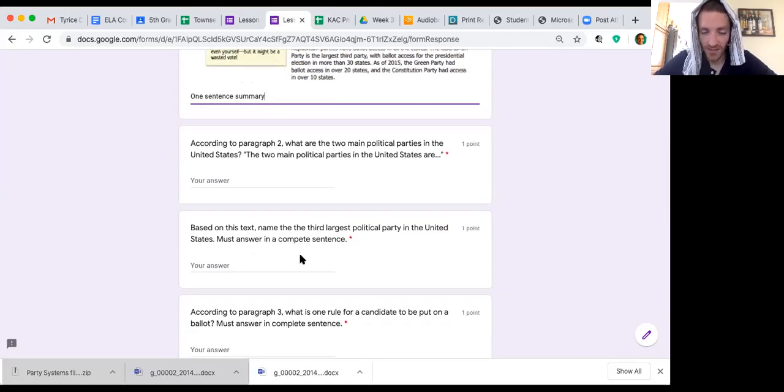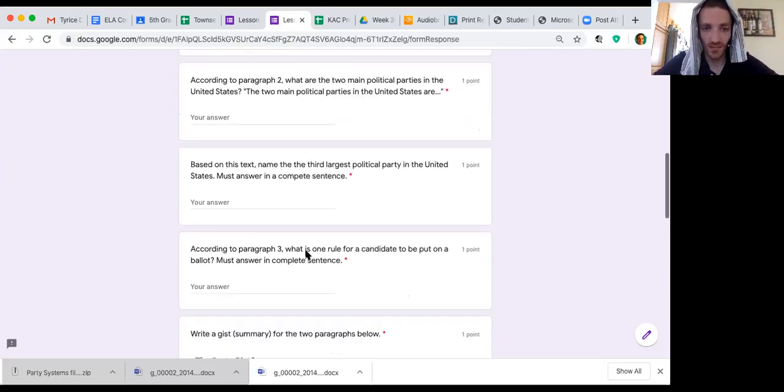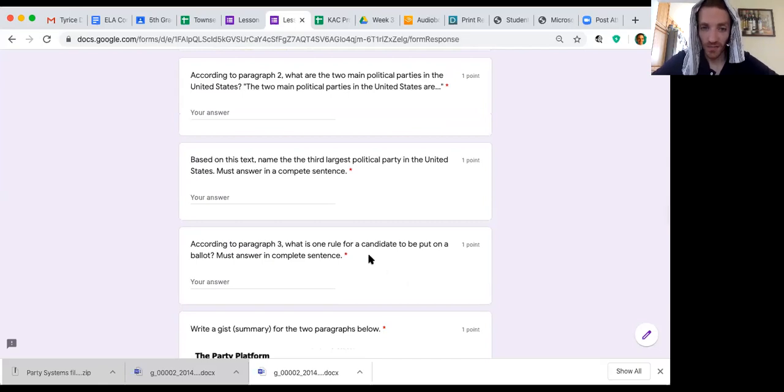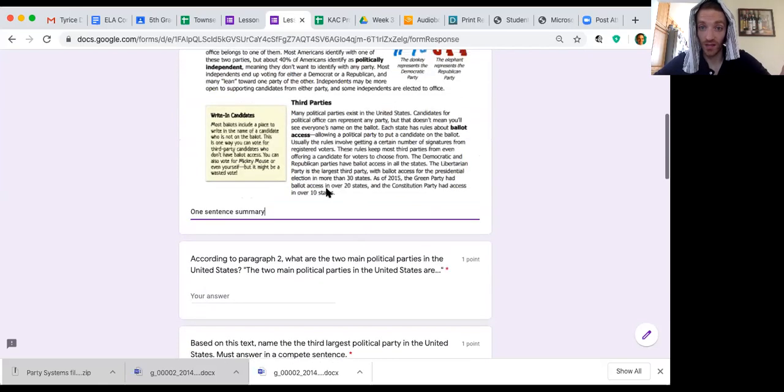Based on this text, name the third largest political party in the United States. So yes, there are Democrats and Republicans. This text also tells you about other parties, and it says one of them is the third largest in the United States. According to paragraph 3, what is one rule for a candidate to be put on a ballot? So in order for me to vote for somebody, what is one rule for a candidate to be put on a ballot? Go back to paragraph 3 and find out.